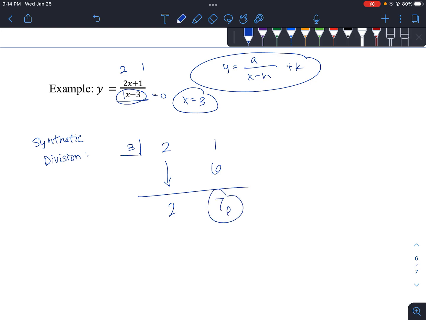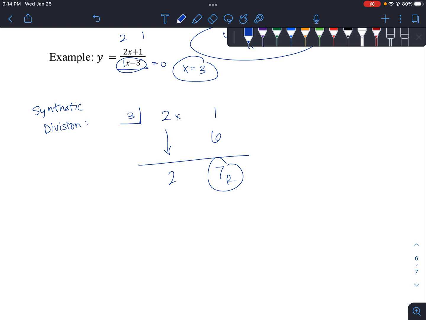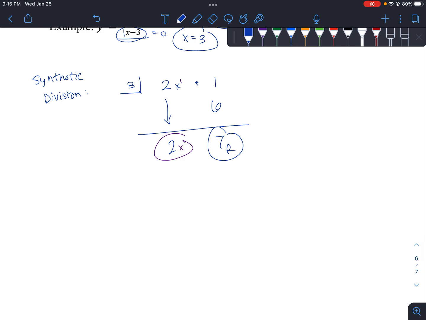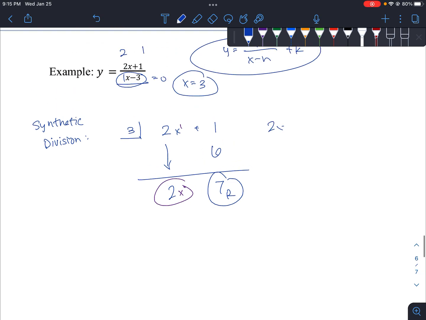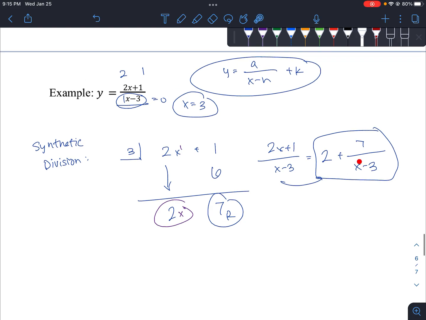Now, this is called the remainder. And this was 2x plus 1, right? Well, because we divided, we reduced the power. This is 2x to the first power, so the result is 2 to the 0 power, and x to the 0 power is just 1. So I would write my solution: 2x plus 1 divided by x minus 3 is equal to 2 plus my remainder divided by my original denominator. And so this right here, I just converted into this format that's up here.